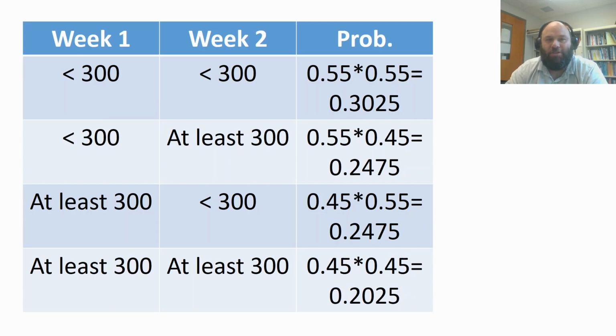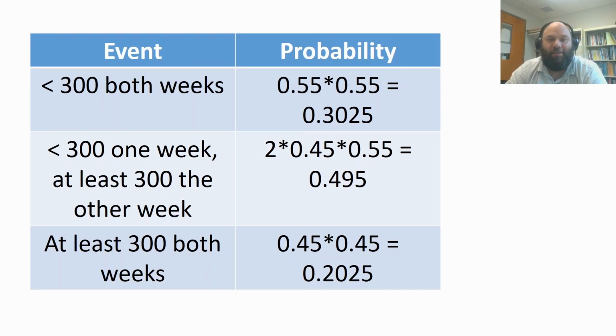Let's look a little bit closer at the 2 middle probabilities. Maybe we don't care which week has fewer than 300 and which week has at least 300, just the fact that 1 week is one way and the other week is the other way. Well, that means we have to add the middle 2 probabilities together, and since they're equal, that's the same as taking one of them and multiplying by 2.